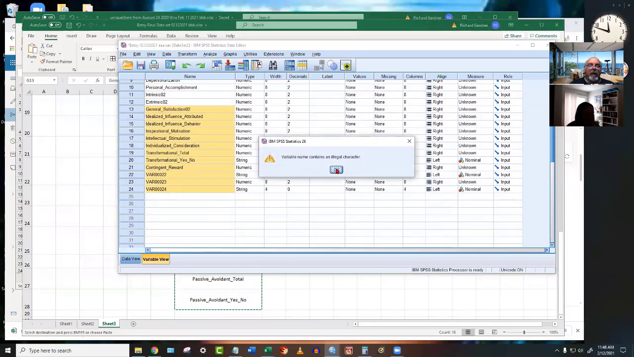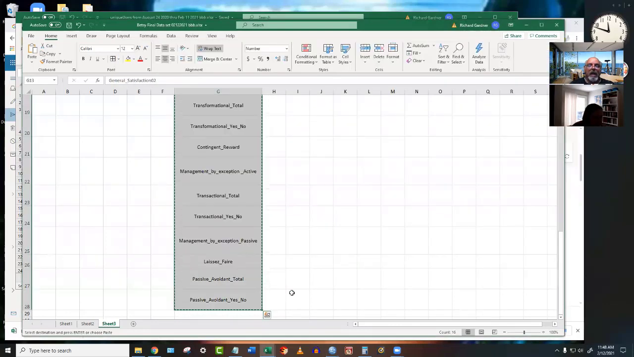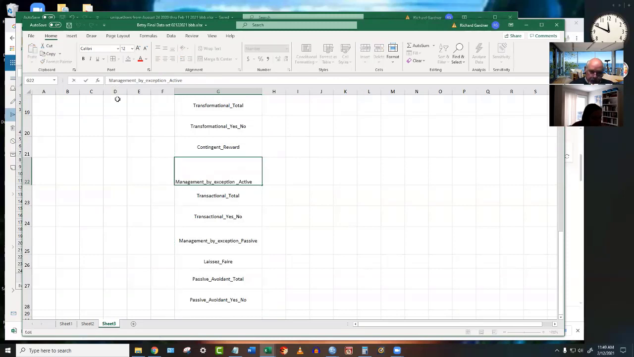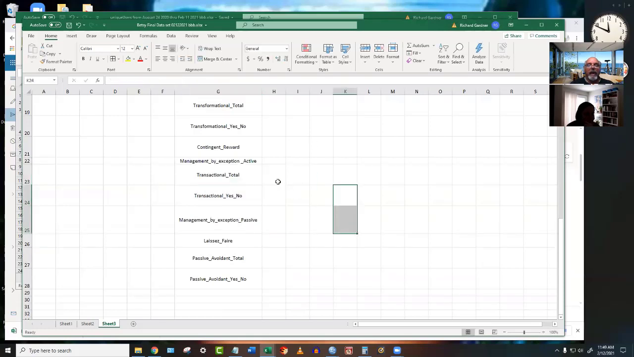Almost there. Legal character, contingent reward. Contingent. What do we got? The illegal there. I don't see anything illegal there. Do you see anything illegal there? So it means it's probably a space. This is the weirdest thing, right? Because we don't see the spaces, but the software does. And it's probably at the end. So let's see if that worked.